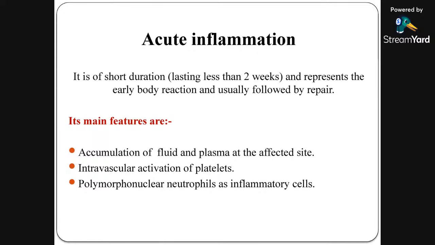Acute inflammation. Acute inflammation is of shorter duration, persists from a few minutes to a few days, represents early body reactions and resolves quickly. Most often, it is a healthy response. Its main features are accumulation of fluid and plasma at the affected site, activation of platelets within the vessel, and polymorphonuclear neutrophils as inflammatory cells.